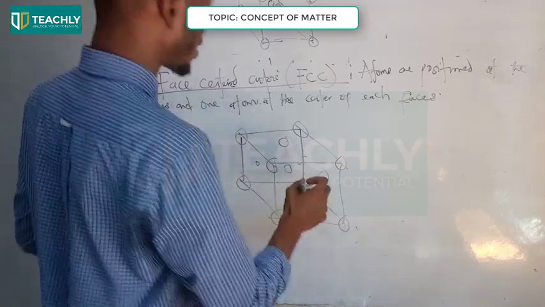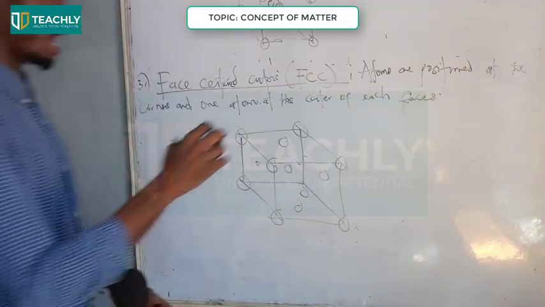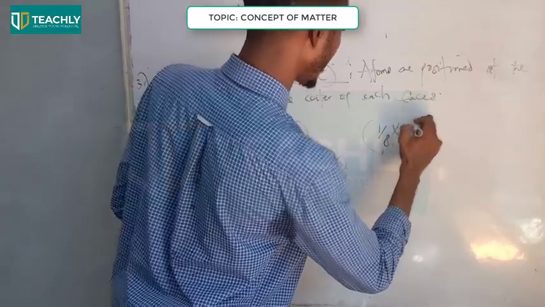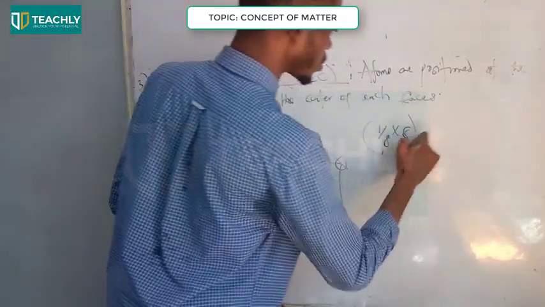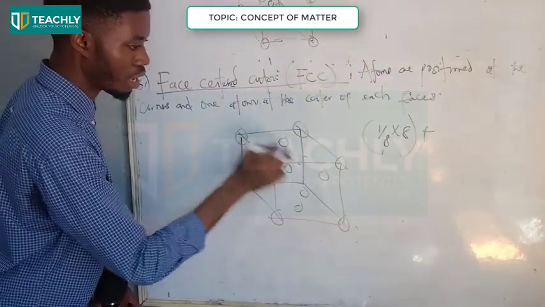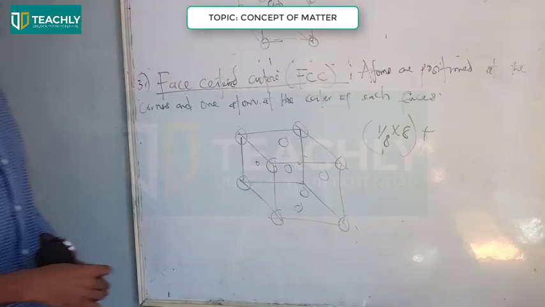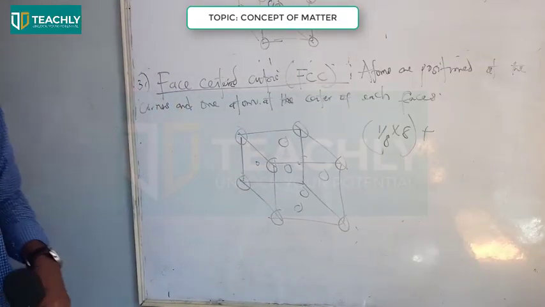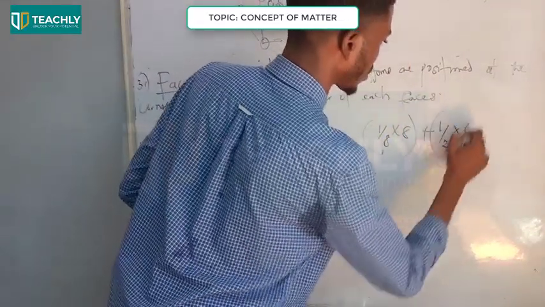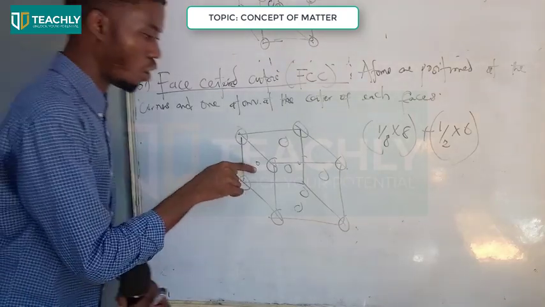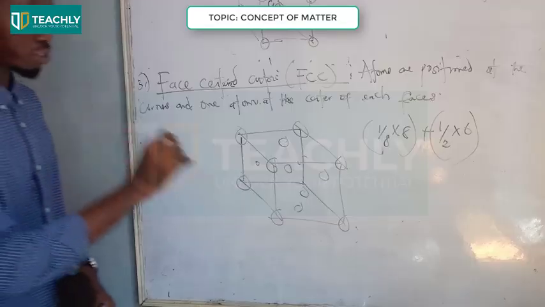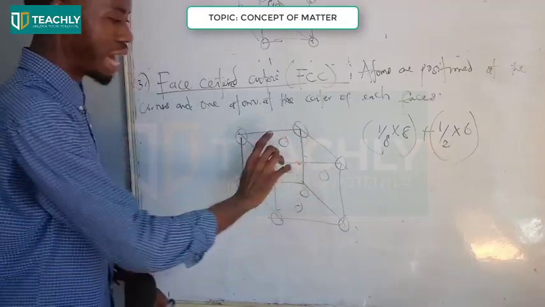So how are we going to do this calculation? Don't forget that I said that one corner atom is equal to 1 over 8, times 8. The total at the corner is going to give me what? Then plus these ones at the center. Each of them is representing half. Let me mention again, one atom at the face is equal to what? 1 over 2.